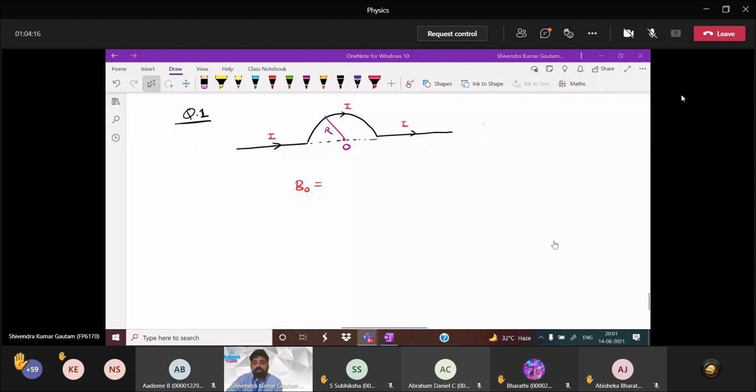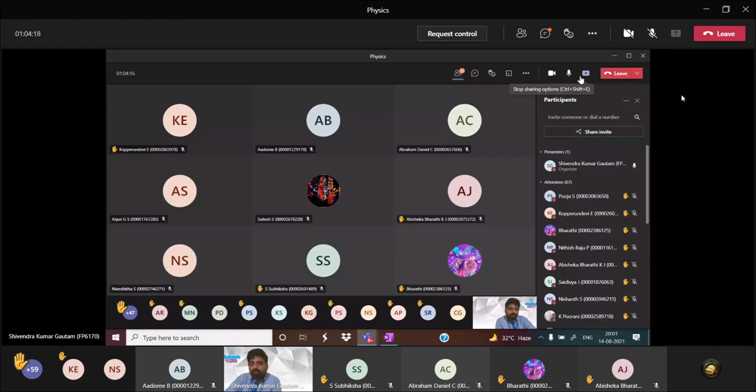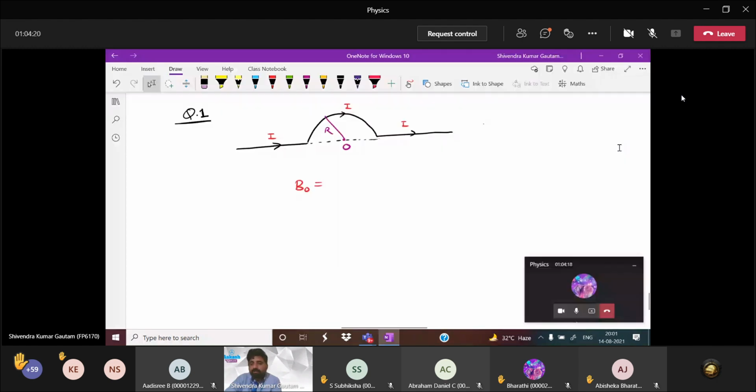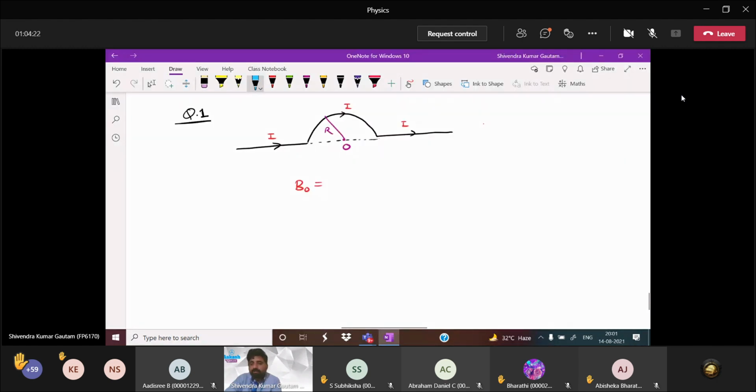Okay, see everyone, I will tell this question once, for those who are not getting it. What we do always, starting: first you complete the loop and divide it into sections. You see, this is a straight wire, this is semicircular, this is also straight. I will write the net magnetic field at point O. Because magnetic field follows superposition, we have to do vector addition.